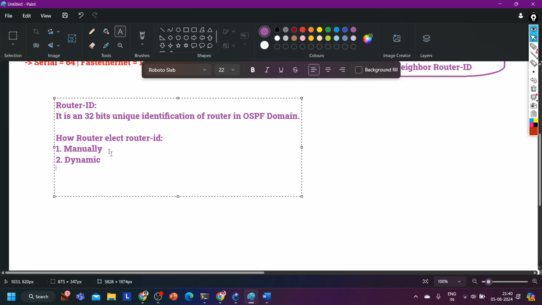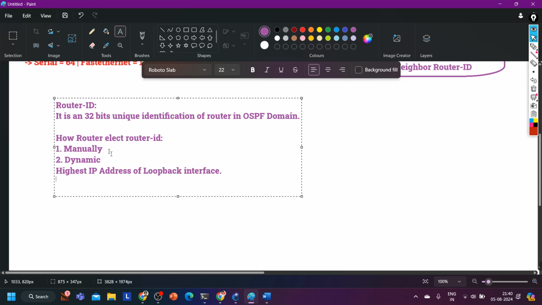What if we have multiple loopbacks on the router? Let's say more than one. Then the highest IP address on the loopback interface will be the router ID of the OSPF router, right? So first, the highest IP address of the loopback interface.